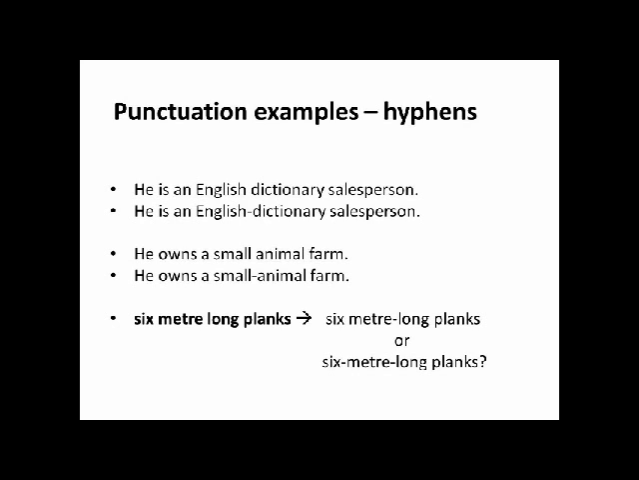So here's another example. He owns a small animal farm. So we could ask, is that a farm that sells small animals or that has small animals? Or is it an animal farm that is small? So again, hyphens help us to clarify that. He owns a small-animal farm. Small and animal go together, so it is a farm of small animals. I don't know what sort of animals, but that's an example that hopefully shows that clear distinction there.